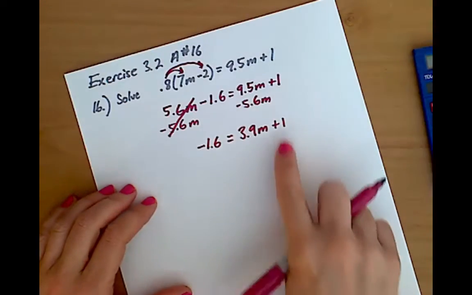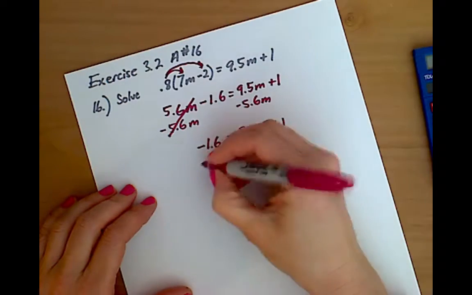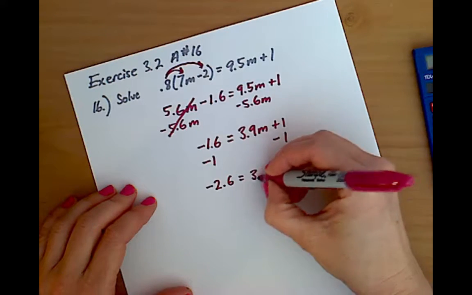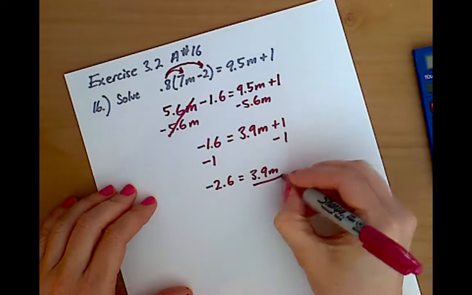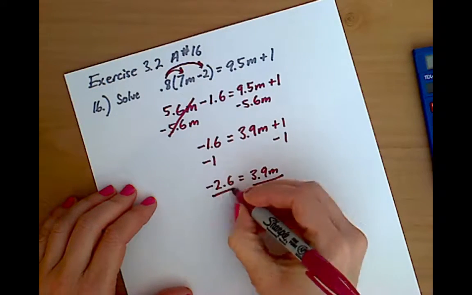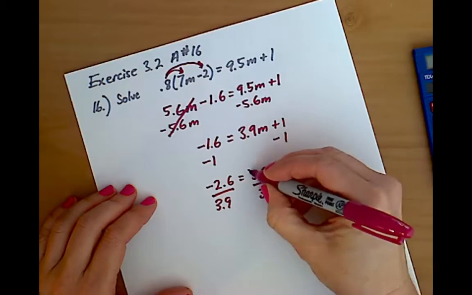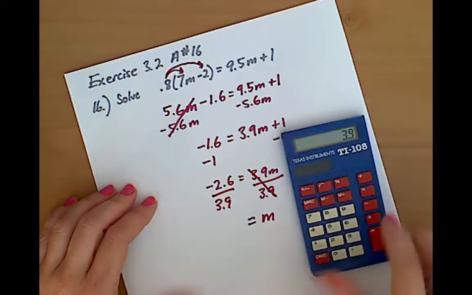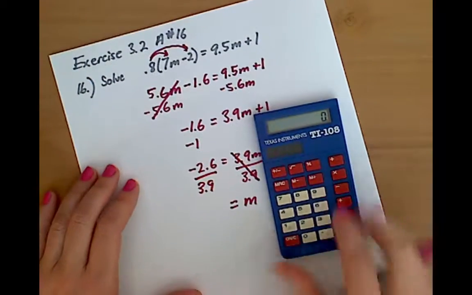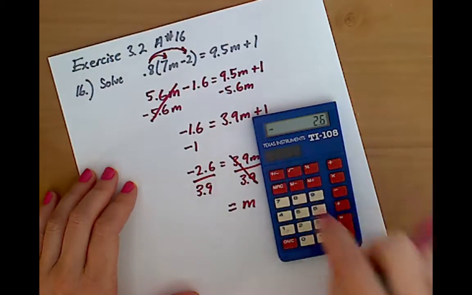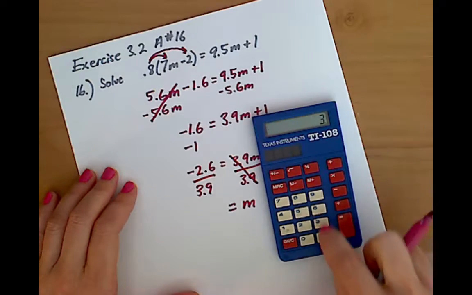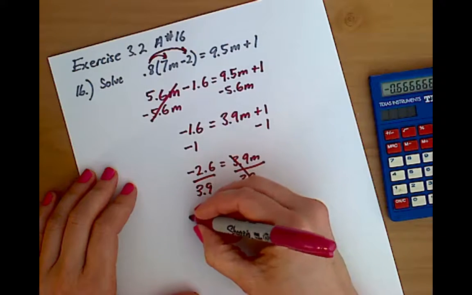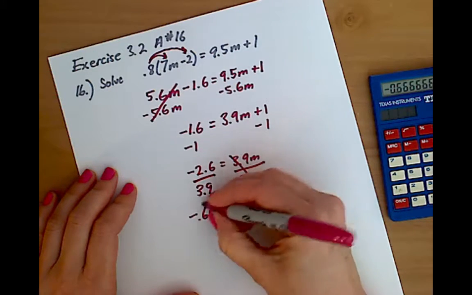Now we're going to get rid of the plus 1, subtract 1 from both sides, and we have minus 2.6 over here and 3.9m over here. Now we're going to divide both sides by 3.9. This divides to 1, so you're left with 1m on this side, which is just m. And then on the other side, we're going to have negative 2.6 divided by 3.9, which gives us negative 0.666, and that's repeating.